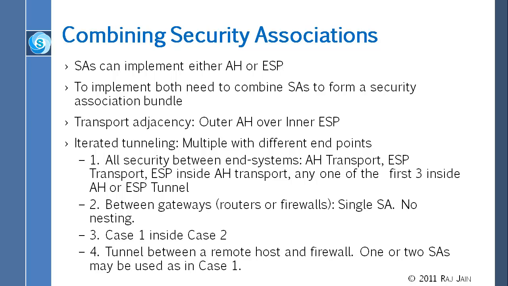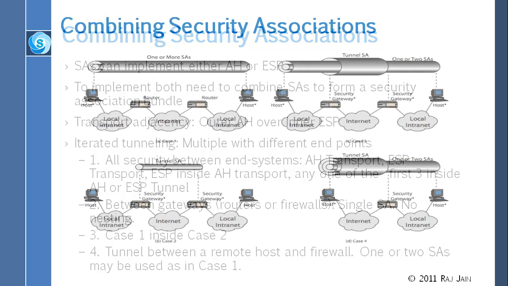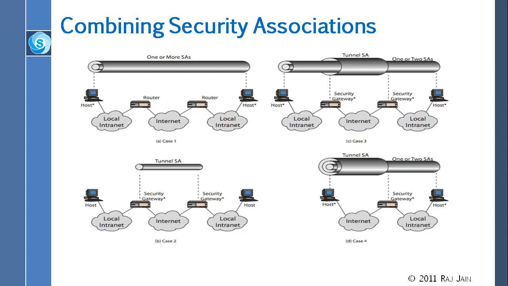It could be AH transport, or ESP transport, or ESP inside AH, or any one of these 3. So this is basically one inside the other, but everything is end to end. So this is a straightforward, simple thing. You could keep putting the tunnels inside the tunnel, which means that you can keep putting headers on the headers on the headers, end to end. So that is case 1, which is simpler.